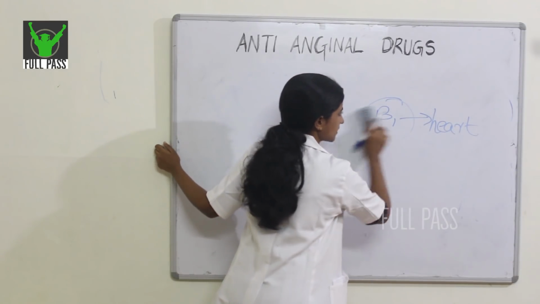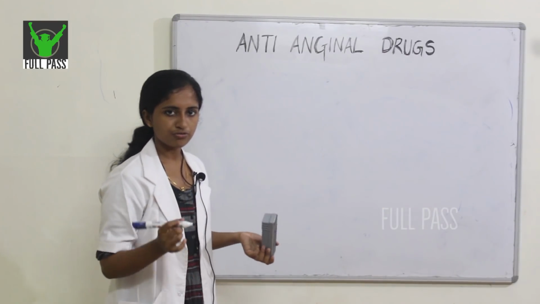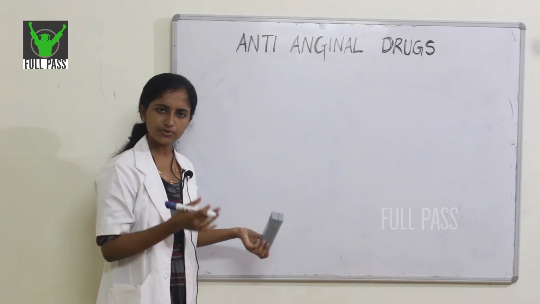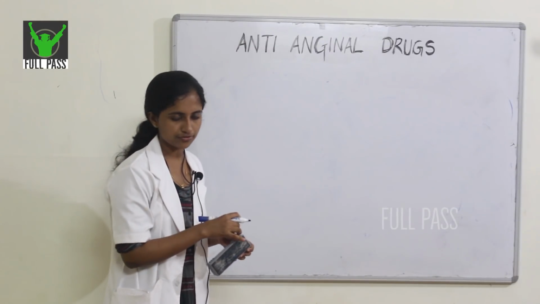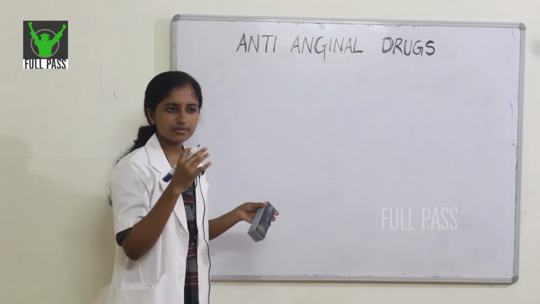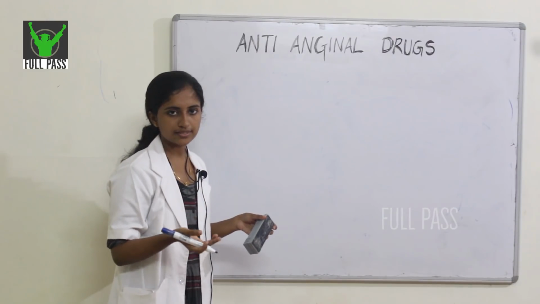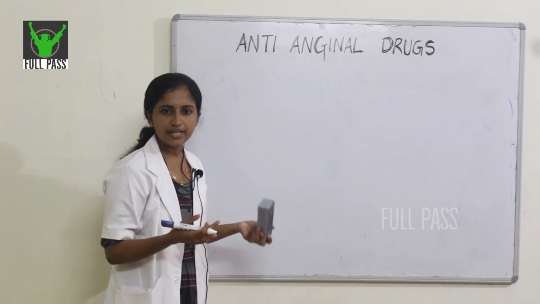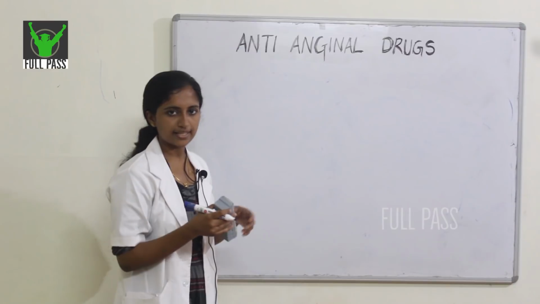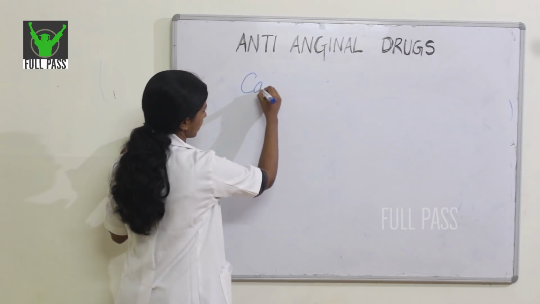So all these drugs are equally efficient in terminating an attack of angina, that is, both the severity and the frequency of the attack of angina. But atenolol and metoprolol, which are selective beta-1 blockers, are more favored as anti-anginal drugs. Now moving on to calcium channel blockers.